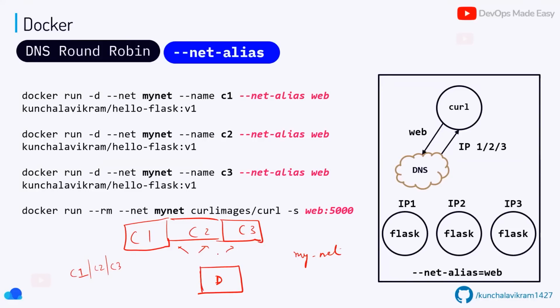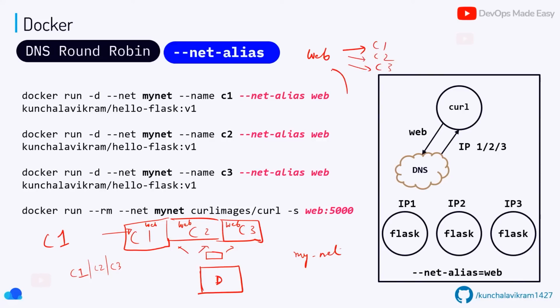I'm not planning to put a load balancer or reverse proxy here. So here we have a concept: if I say C1, it will only resolve to C1's container IP address, and C2 to C2's container IP address. But I can add an alias name to each container, the same name. I'm calling each one web. So this is an extra, common name. Now for the same common name web, there are three containers behind it.